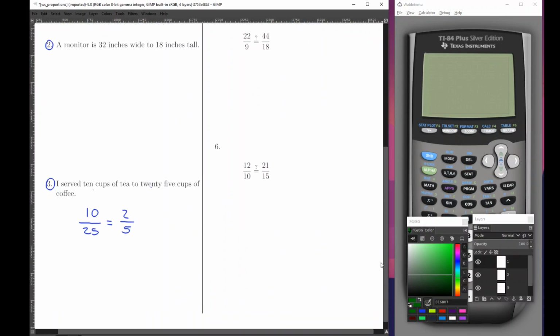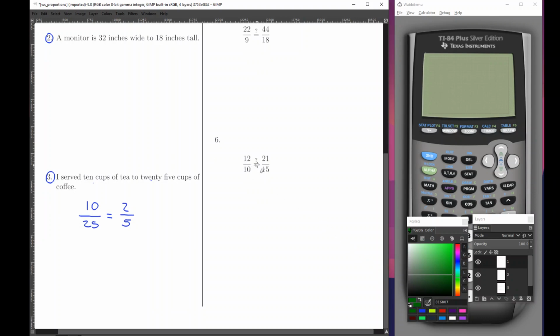What about this one down here? 12 is to 10 as 21 is to 15. Well, we'll start by multiplying 10 times 21. That's 210. Next, we're going to multiply 12 times 15. 12 is 10 plus 2, so this is 150 plus 30. That's 180. 210 is not 180. No, not a proportion.